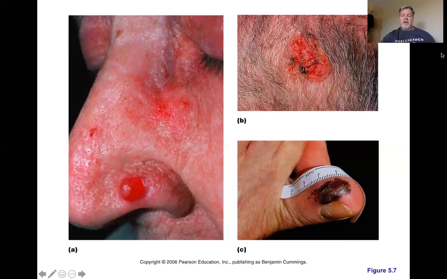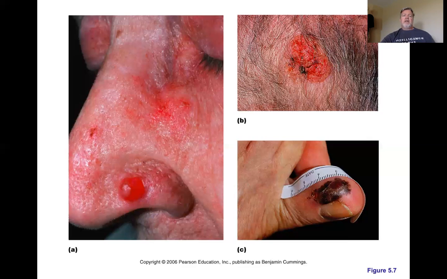My last one down here, C, that's a melanoma, cancer of melanocytes. So you're really deep then, right? You saw where the melanocytes were. This is the most dangerous type of skin cancer because it's highly metastatic. It likes to divide and go elsewhere. And it tends to be resistant to some of our chemotherapies. So that makes it a little scary.